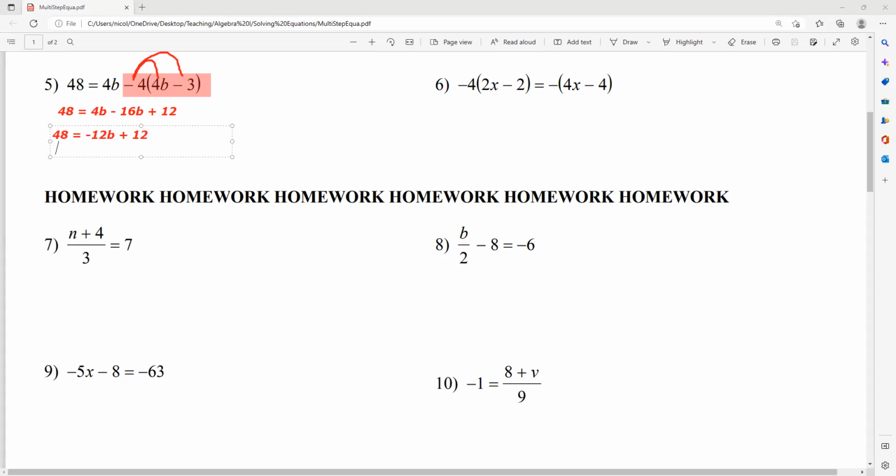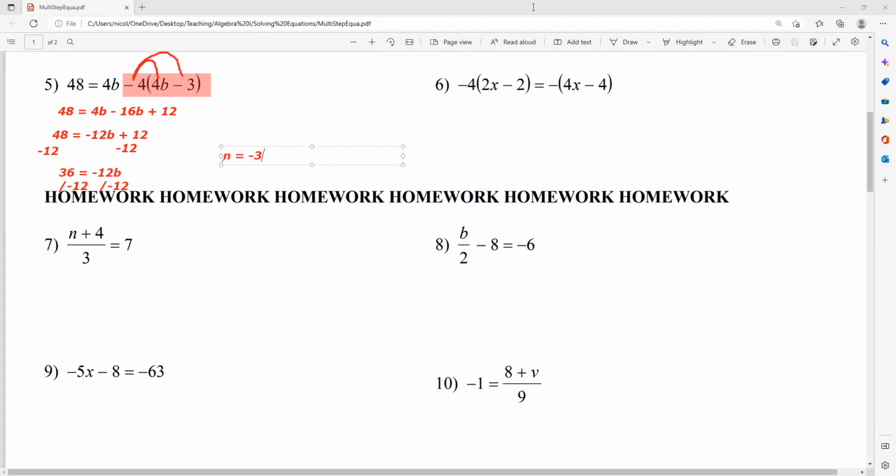Now I need to move stuff around to isolate the variable. I'm going to move the 12 to the other side. So how do you isolate the variable? Well, you need to get rid of all the other numbers around it, right? You should just have b by itself. So now I have 36 equals negative 12b. I'm going to divide both sides by negative 12. I get b equals negative 3.